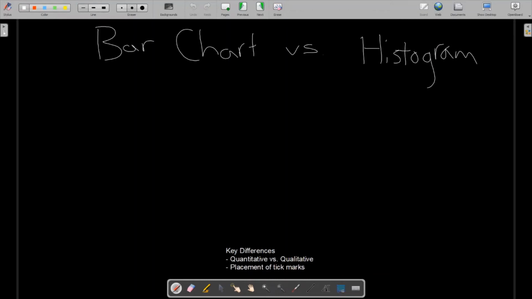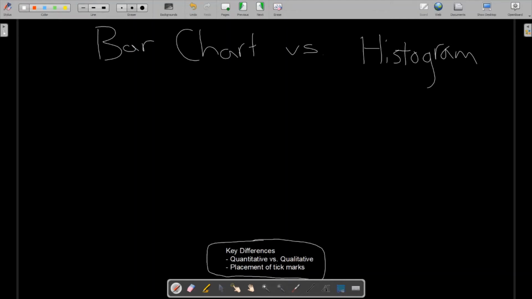Now, early on in your statistics class, you might come across a histogram, and you'll see pictures of them and they'll look almost exactly like bar charts, and you're going to wonder, well, what exactly is the difference? And there is a distinction between the two. A lot of people use them interchangeably, but you really want to avoid that if you can. There is a slight distinction between the two. And so I have them outlined down here at the bottom.